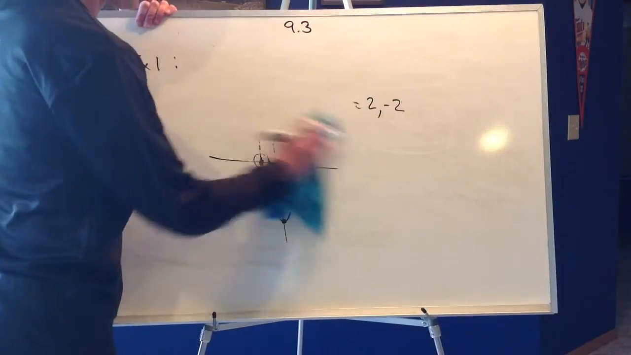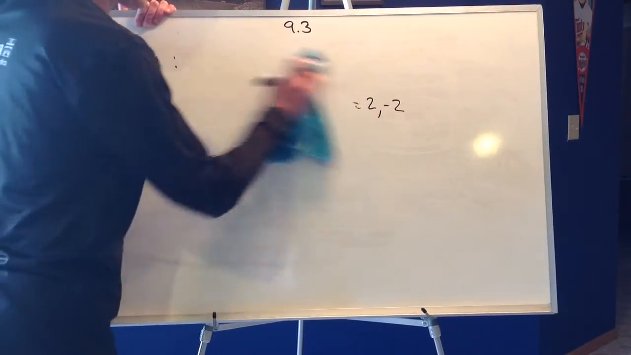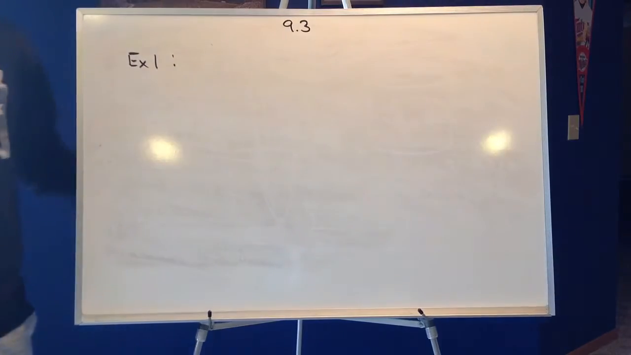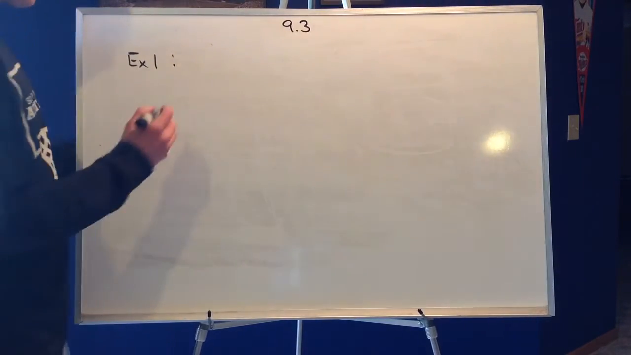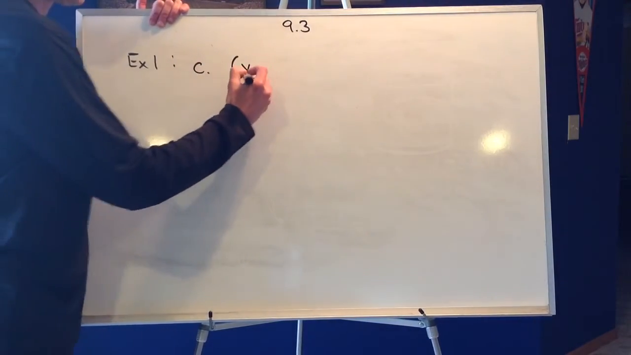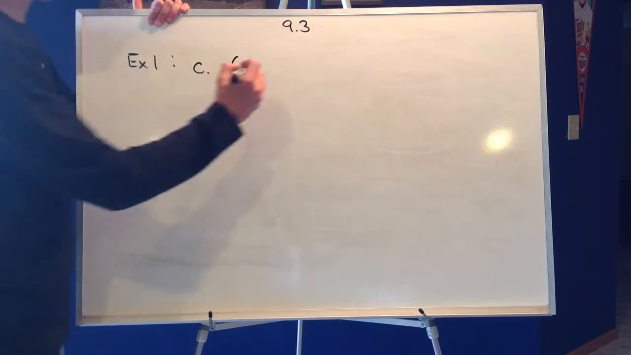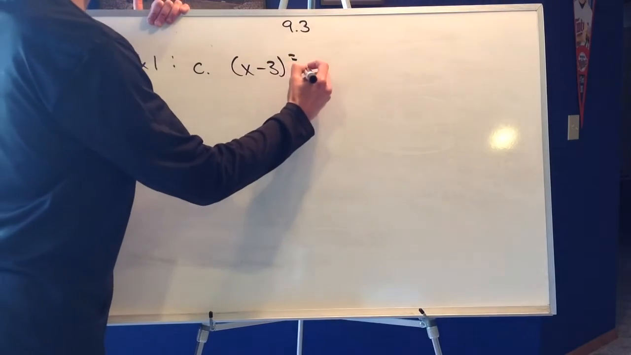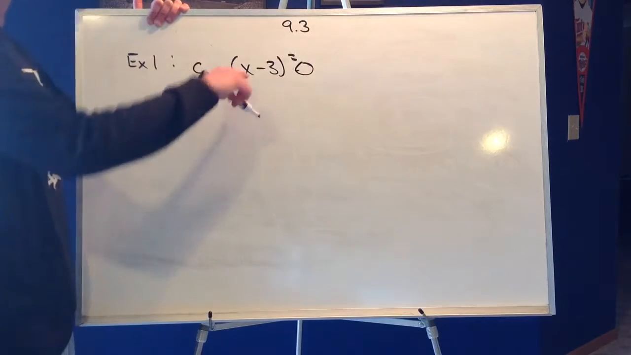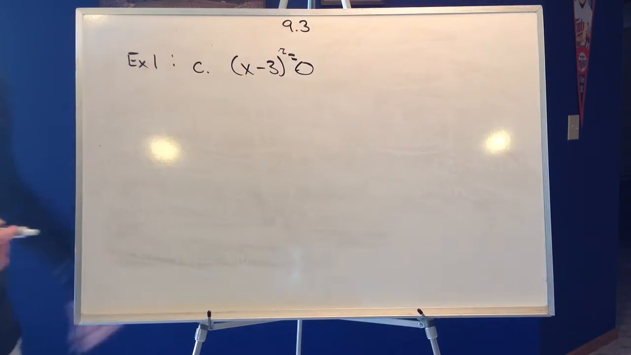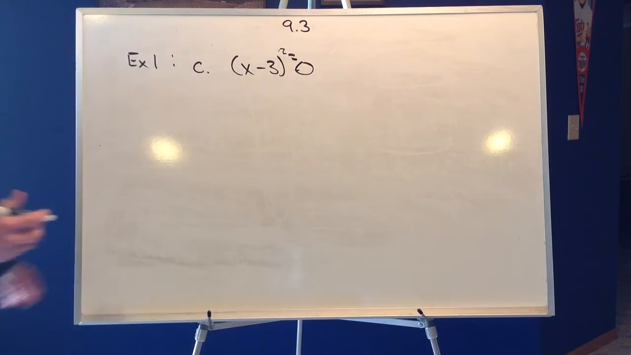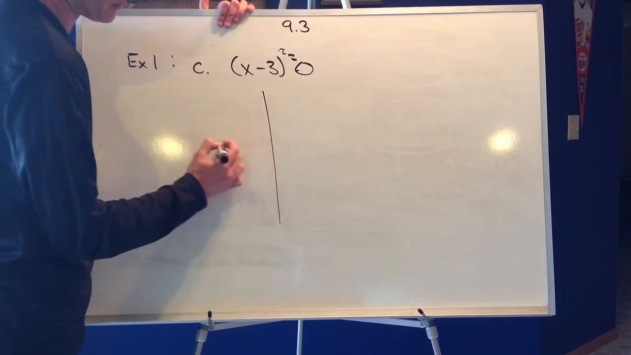So those ones were both in standard form. Let's go ahead and look at ones now that are in vertex form. Okay, so for C, you have (x minus 3) squared equals 0. Okay, again, make sure you have the parentheses. If you don't have the parentheses, then you're going to end up getting the incorrect answer.